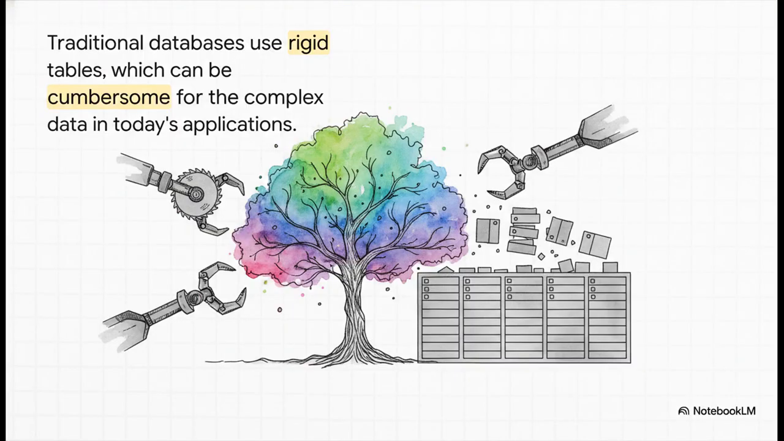For the longest time, the go-to solution was the relational database. You know the one. It organizes everything into these super strict tables with rows and columns. And it's a powerful model for sure. But to represent something complex, you have to smash it into pieces and spread it across dozens of different tables. It's a process called normalization. And while it's technically tidy, actually working with it can feel, well, pretty clunky.